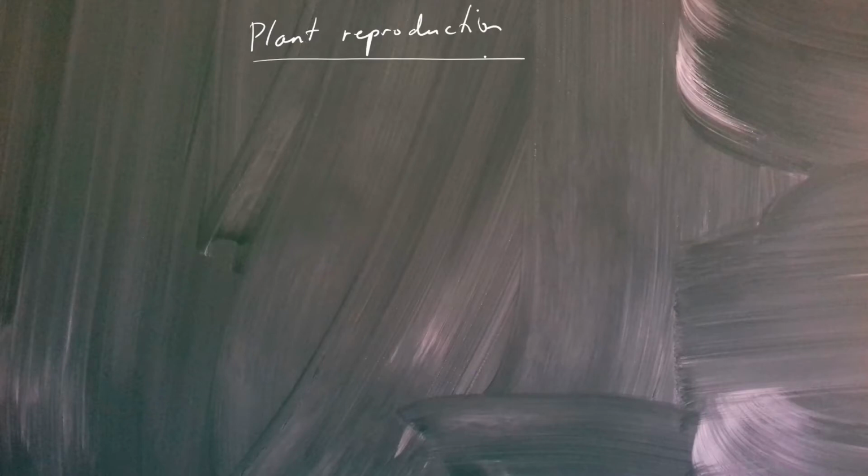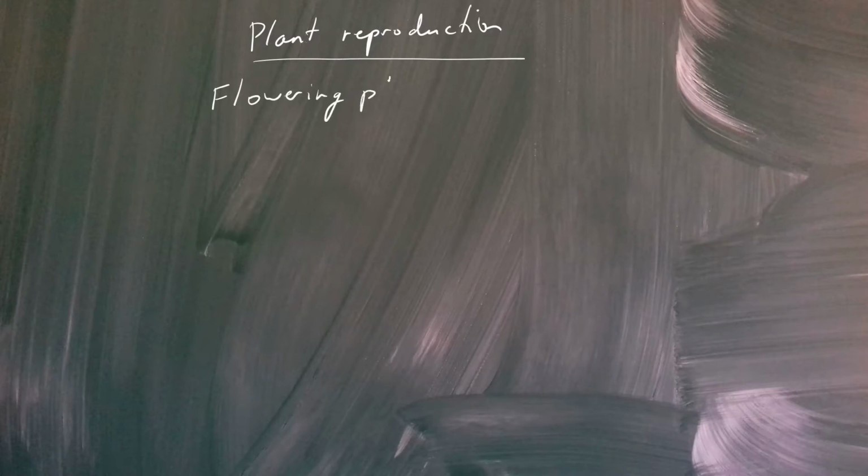In this video I would like to talk about the reproduction in flowering plants. So, plant reproduction. There are different types of plants, of course, but I'm now not going to refer to the mosses or the ferns and also not to the conifers. I'm referring to the so-called flowering plants or angiosperms.